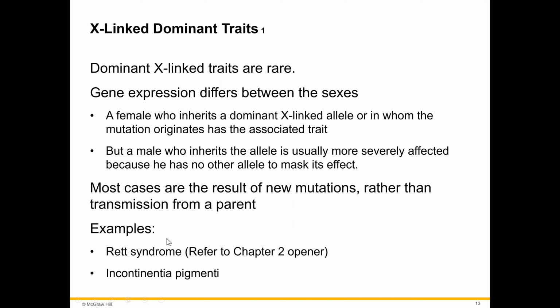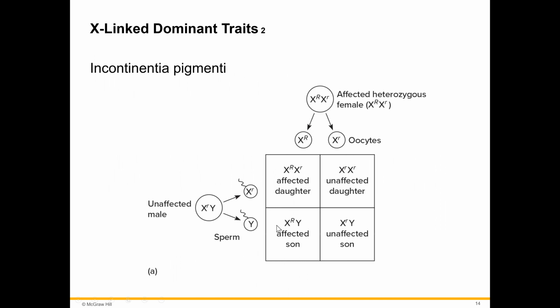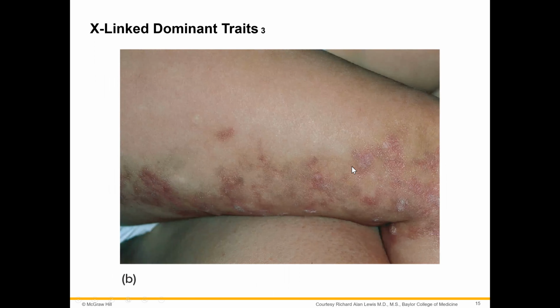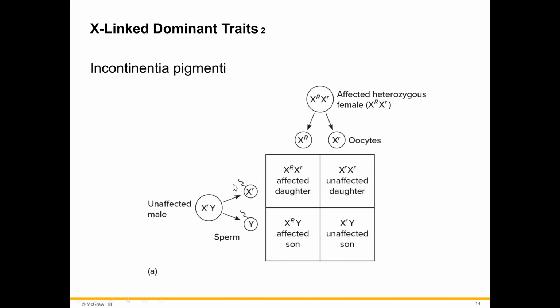An example is Rett syndrome. This is the condition that affects brain development, or incontinentia pigmenti. And incontinentia pigmenti is shown over here, by the way. So this is how it looks when we have some patches of pigmented skin. And this is our Punnett square.